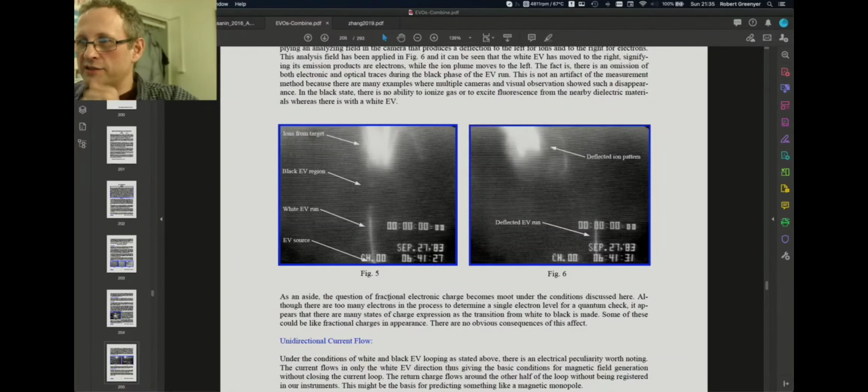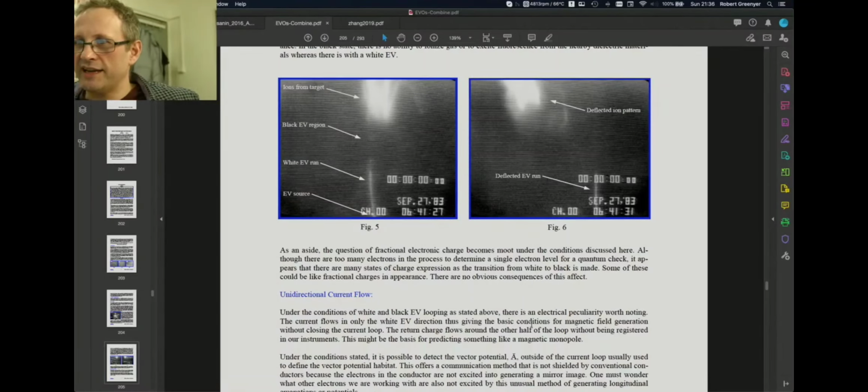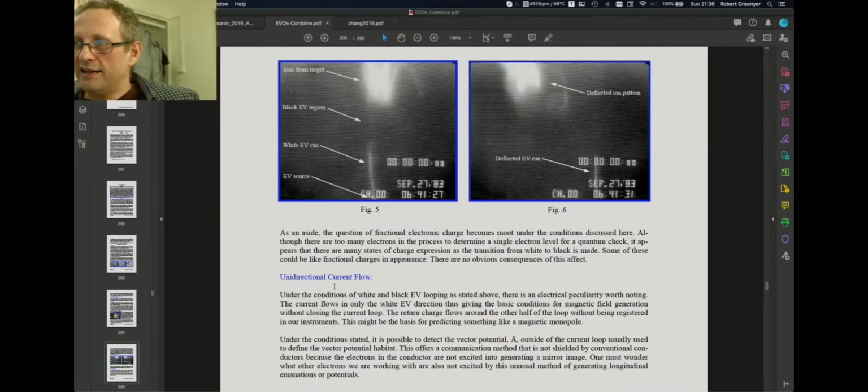As an aside, the question of fractional electronic charges becomes moot under the conditions discussed here. Although there are too many electrons in the process to determine a single electron level for a quantum check, it appears that there are many states of charge expression as the transition from white to black is made. Some of these could be like fractional charges in appearance. There are no obvious consequences of this effect under the conditions.